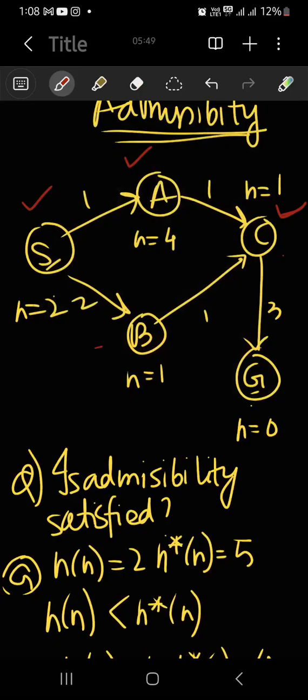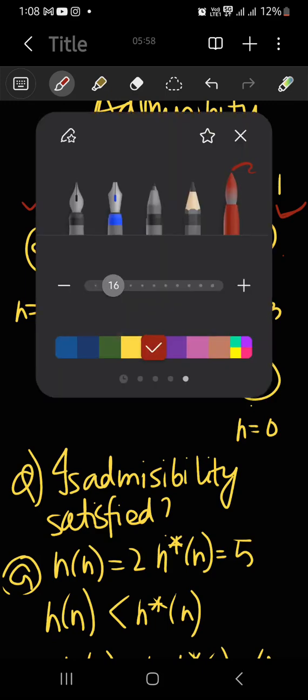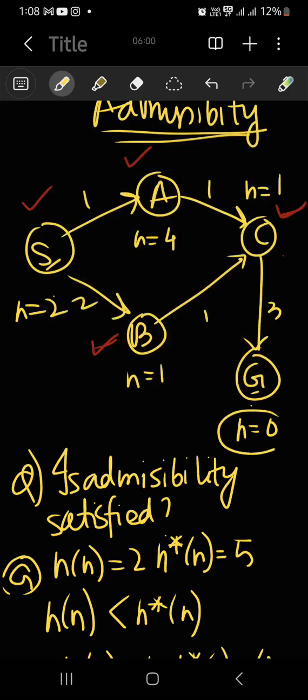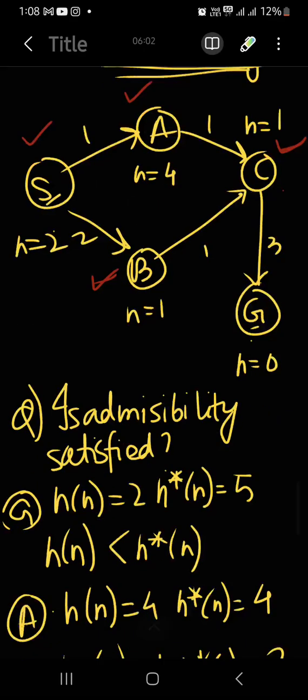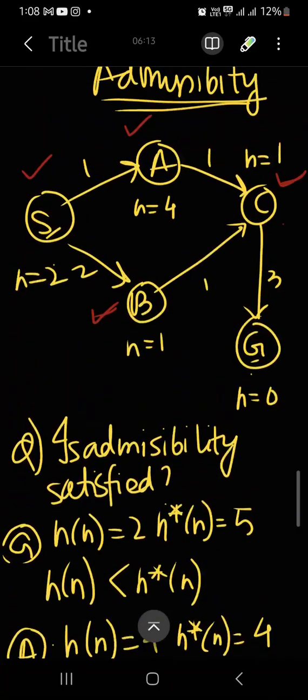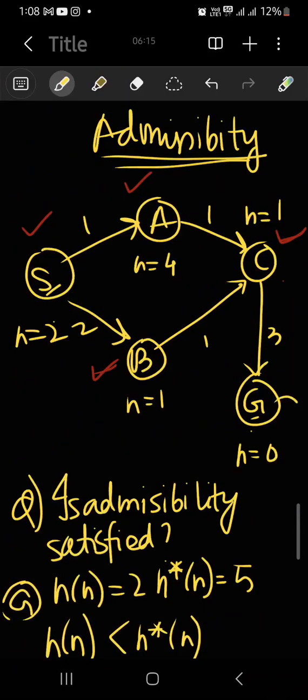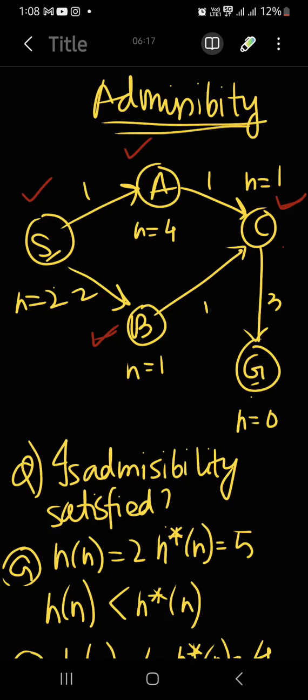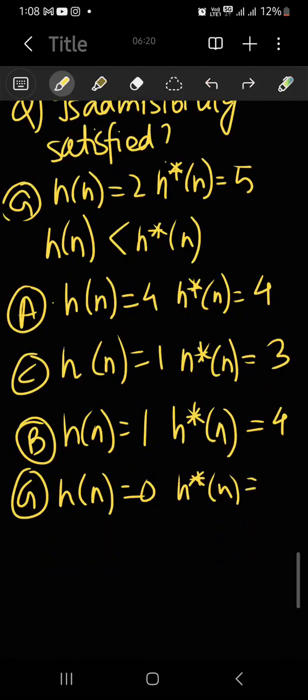Alright, now I will be seeing for the goal vertex G. So what is the heuristic cost of going from goal vertex G to the goal vertex G? It is nothing but 0. This is the estimated cost of going from goal vertex to the goal vertex. So H of n for G is nothing but 0. Now we have to see the actual cost of going to the goal vertex from the goal vertex. Okay, so the actual cost from going from G to G only is nothing but 0. So H star of n is also 0.